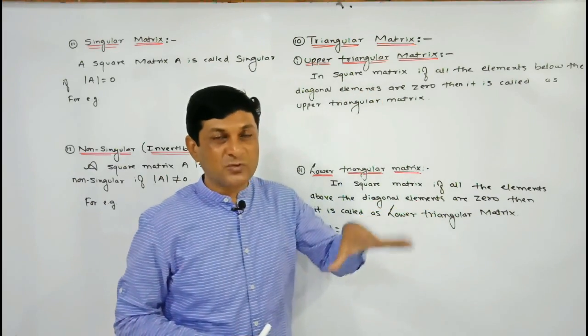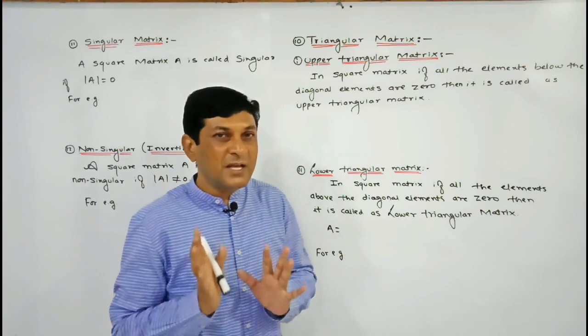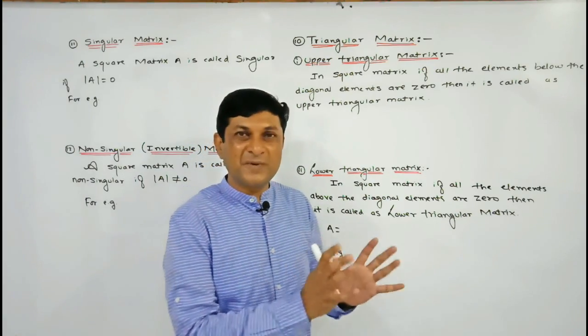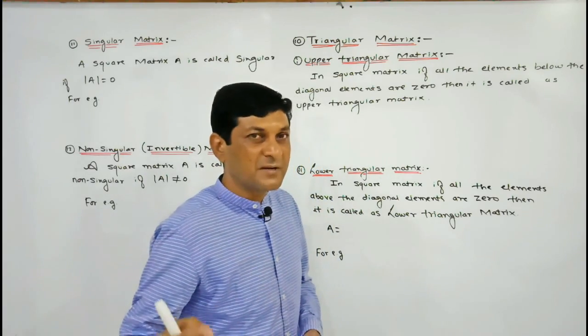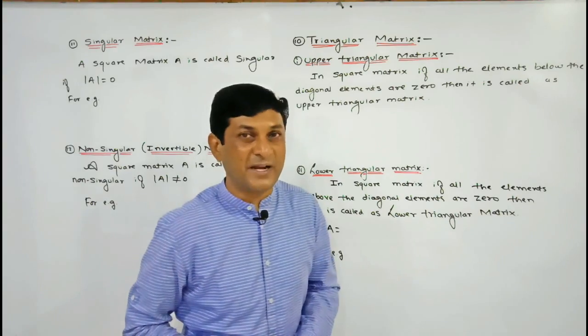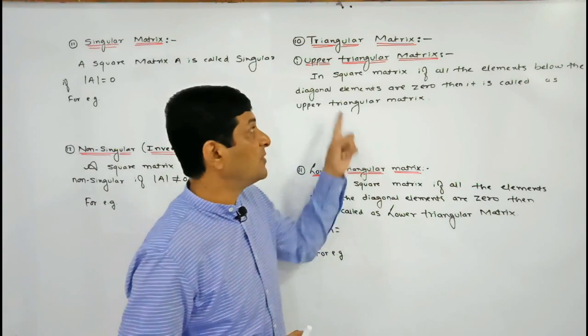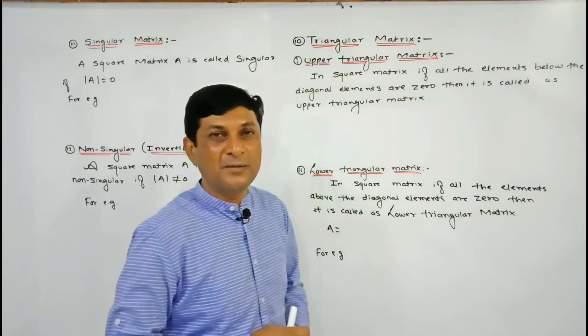A square matrix means what? Number of rows and number of columns are equal, and if the elements of this square matrix satisfy a certain condition, at that time this square matrix is called as what? Upper triangular matrix. Now let us try to understand which condition should be satisfied by the elements of this square matrix. In a square matrix, if all the elements below the diagonal elements are 0.